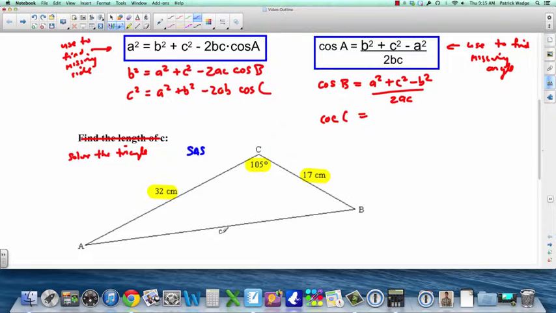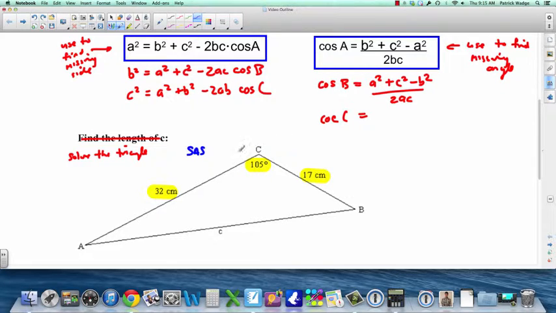So if we're trying to find side c, we need to know the angle across from it. Yes, there's a pair. And we need one other pair. Is there a pair with this side? No, we don't know that angle. Is there a pair with this side? No, we don't know that angle. So we can't use the sine law. So you know you're going to have to use the cosine law here.